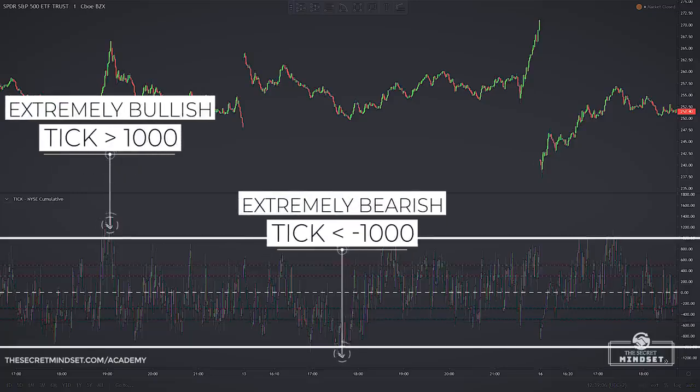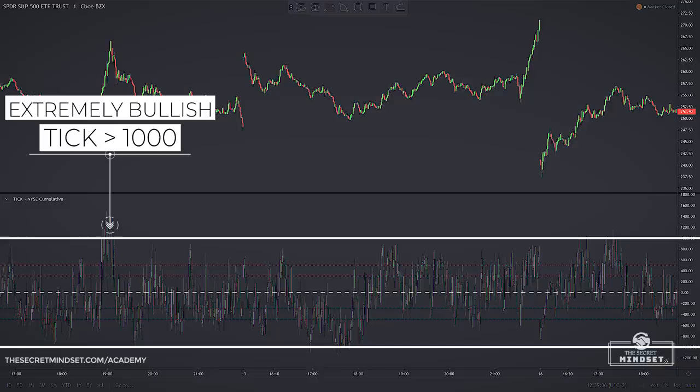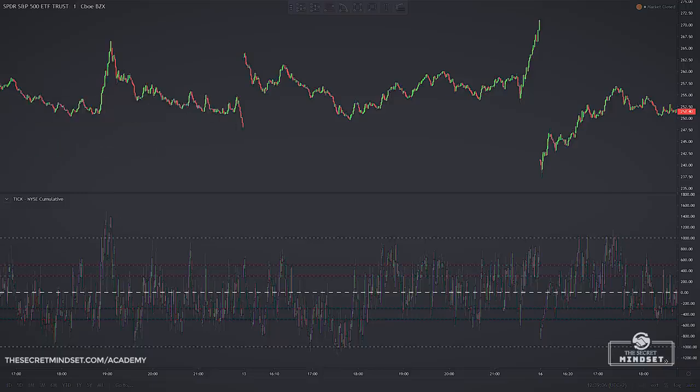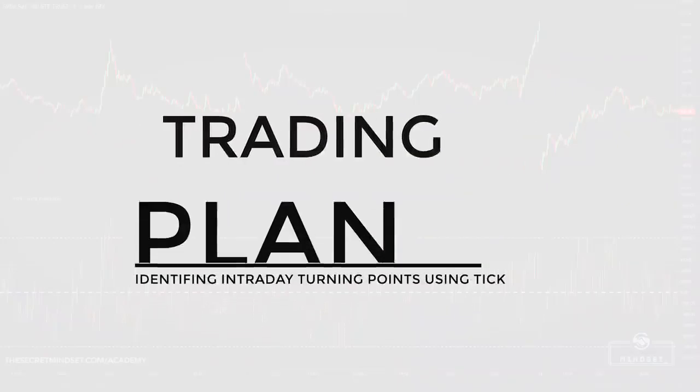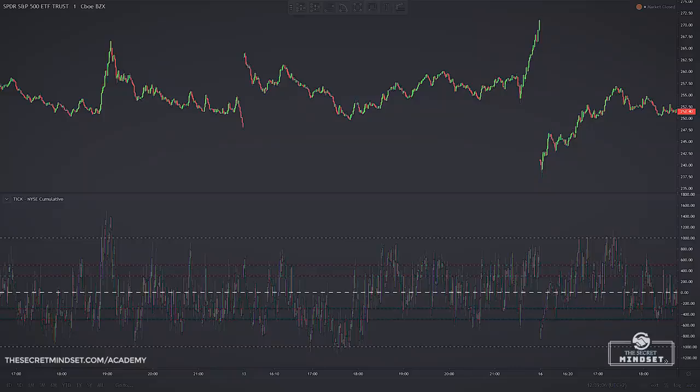And tick values higher than 1000 and lower than minus 1000 indicate extreme conditions, and the reversal or correction of the market is likely. When confirmed with other tools, tick readings can be used to identify intraday turning points. Let's look at a few strategies that combine tick index with price patterns and important market levels.